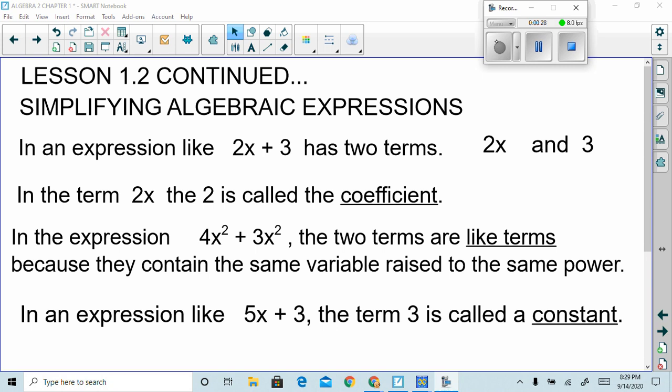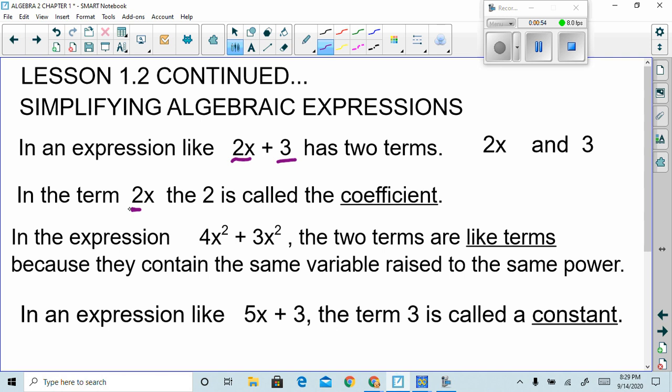In an expression like 2x plus 3, it has two different or distinct terms. We have our 2x as one term and 3 as the other. These terms are not like each other. One contains a variable and one does not. In the term 2x, the 2, which is the number in front of the variable, is called the coefficient.